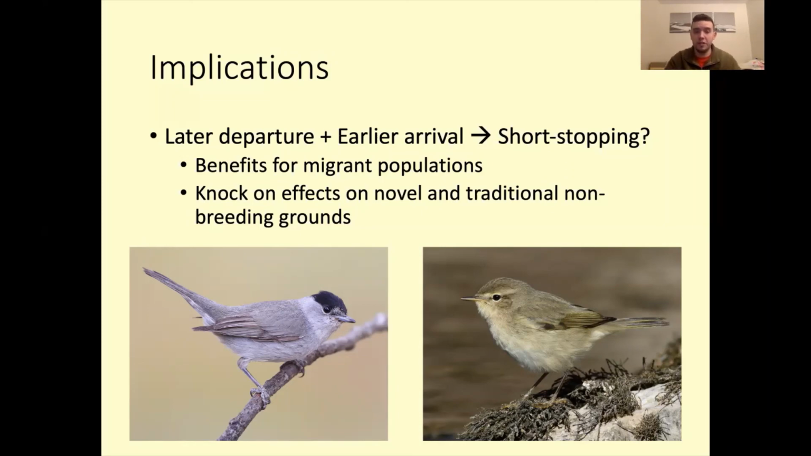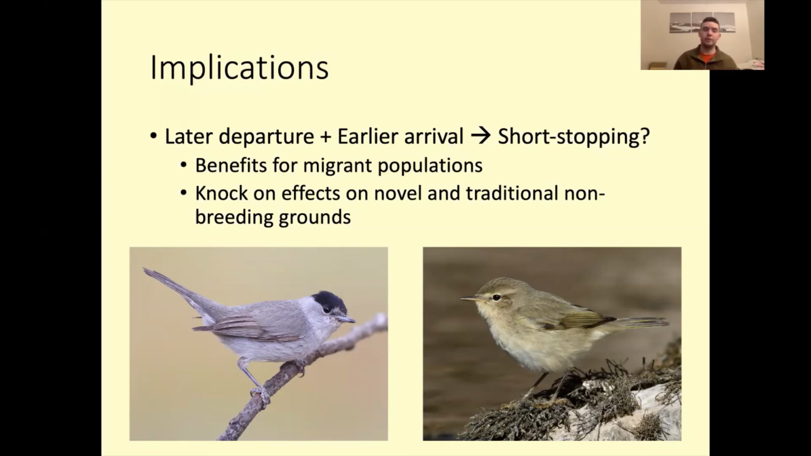This would, however, potentially have knock-on effects on their new non-breeding grounds, as well as those that they used to use. So within Europe, if these species were to spend the entire year, we already know that the species resident in these areas, so there will be increased competition throughout the winter for food resources, and food resources that are already really quite limited within those periods. So there will be increased competition, and that could have knock-on effects on resident and short-distance migratory populations.